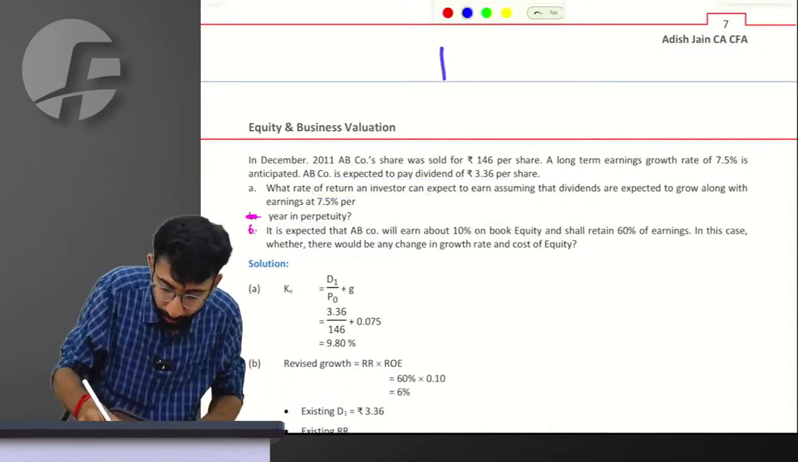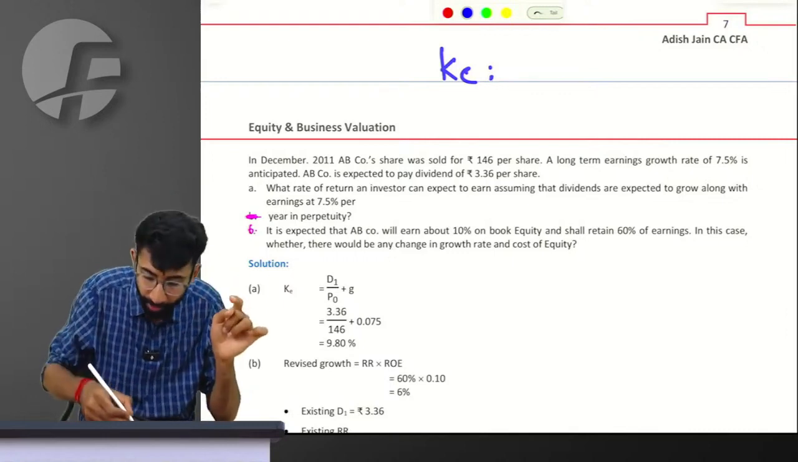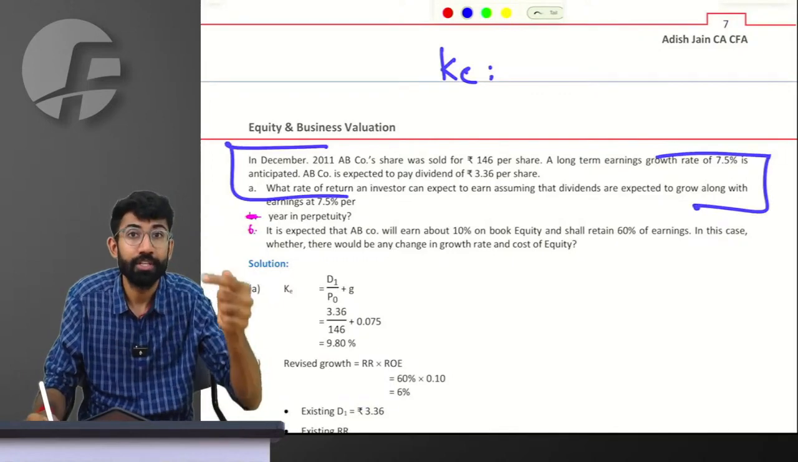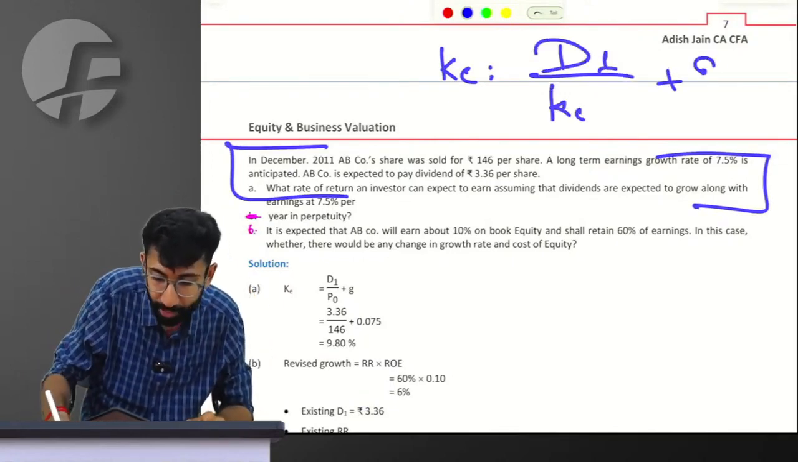Now let us proceed. When you calculate KE, there are different ways. First, CAPM. Given the data, can you apply CAPM? No, sir. No RFRM given. What was the next priority? Sir, Gordon's model, that was D1 divided by KE plus G.